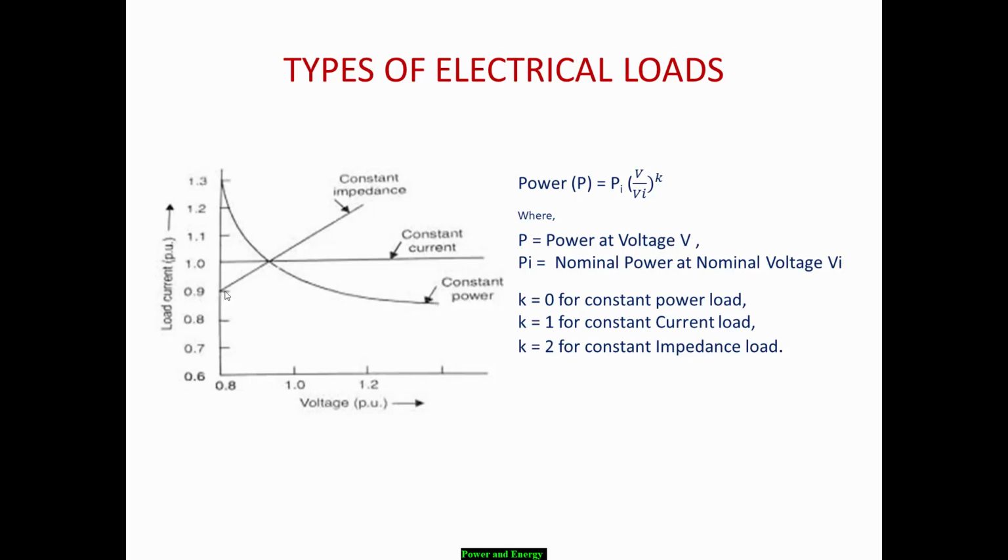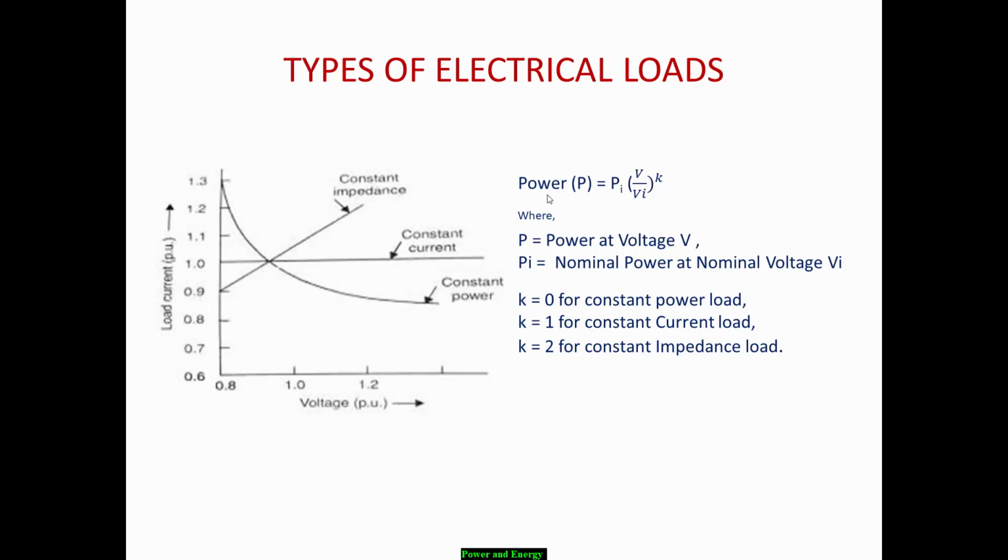Then the third one, constant impedance load. In the case of constant impedance load, when the voltage increases, current also increases. Or in other words, when voltage decreases, current decreases such that impedance is maintained constant. So I have given the equation to relate all the three cases.